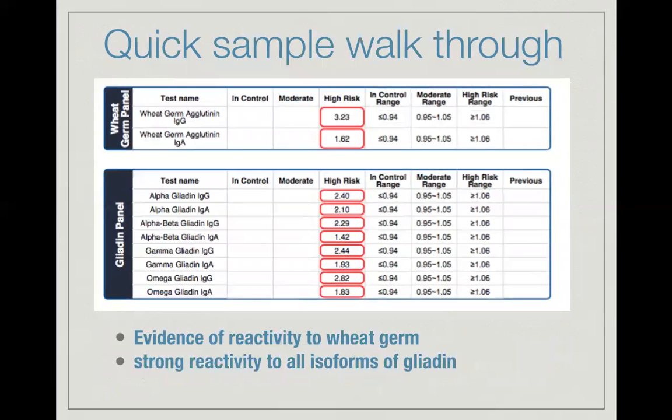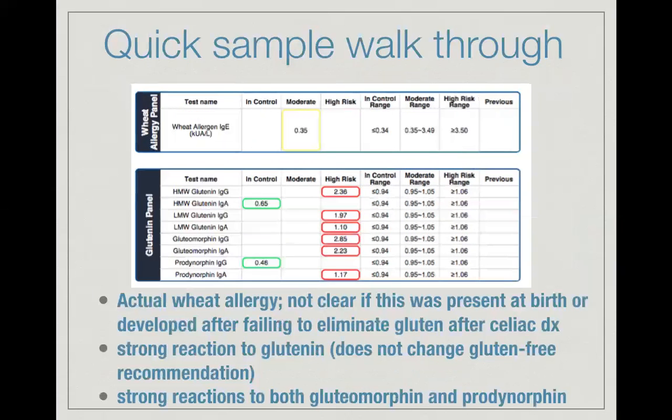These next couple of panels will walk through wheat germ agglutinin and gliadin. It's not hard to deduce from this that this gentleman has a strong reaction to both wheat germ and gliadin. The recommendation based on this would obviously be to go gluten-free.